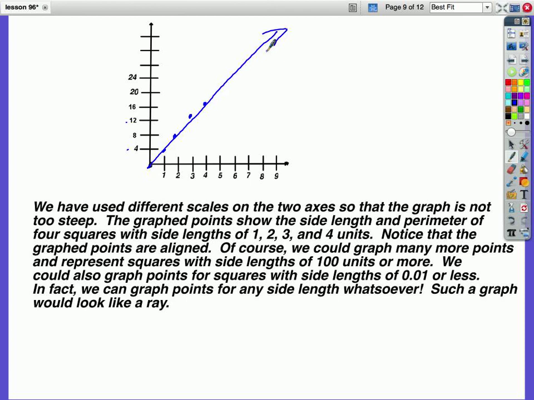Of course, we can graph many more points and represent squares with side lengths of 100 units or more. We can also graph points for squares with side lengths of 1/100th or less. In fact, we can graph points for any side length whatsoever. Such a graph would look like a ray. It would fall somewhere on this ray. Notice I add 1 arrow. Okay? It would fall somewhere on that ray, no matter what.